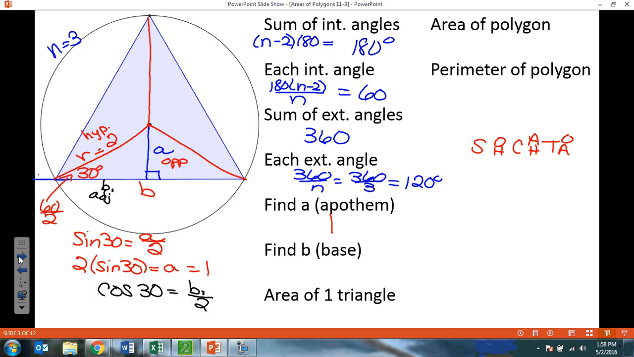Okay. So when we take 2 times the cosine of 30, we'll get our half base. And what is that? .732. So 1.73 is good enough for us today for the 2 decimal places. 1.73. Okay.